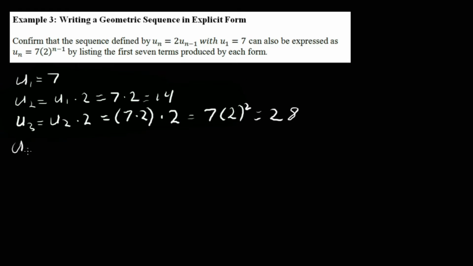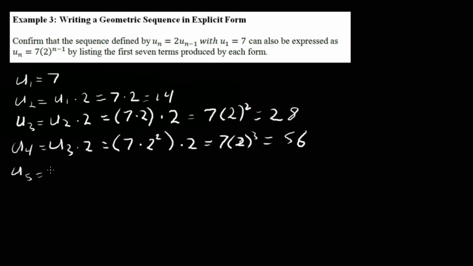Now u sub 4, that's equal to the third term times 2. Well, our third term was 7 times 2 squared. Now we're going to multiply that by 2, so this gives us 7 times 2 cubed, which is 56.